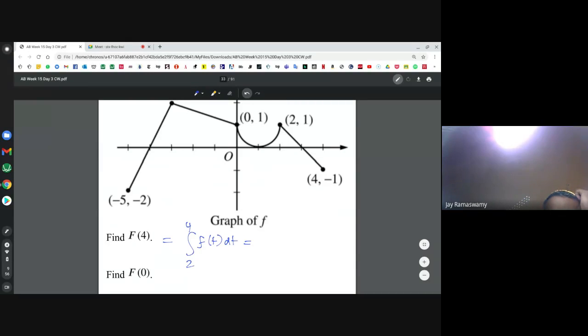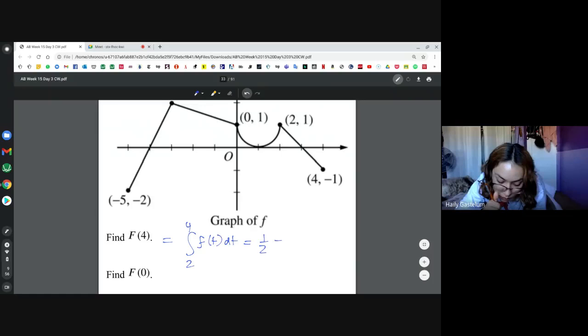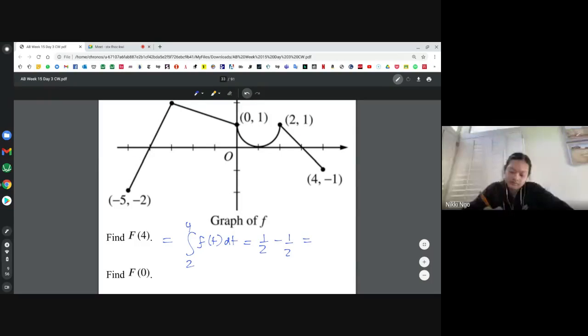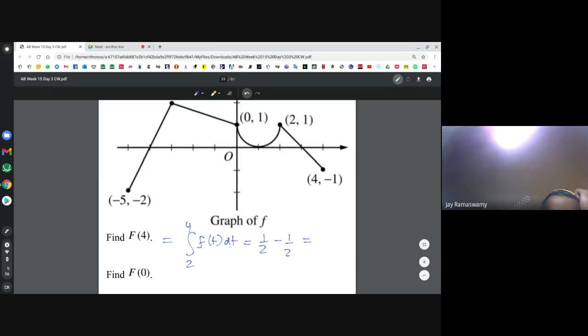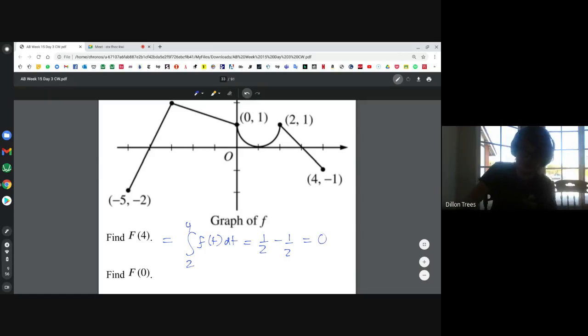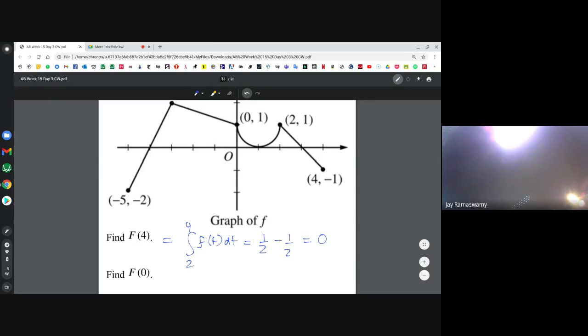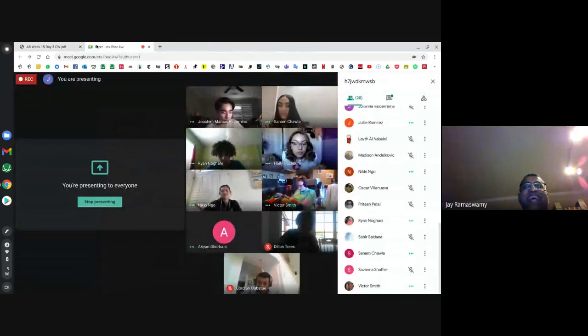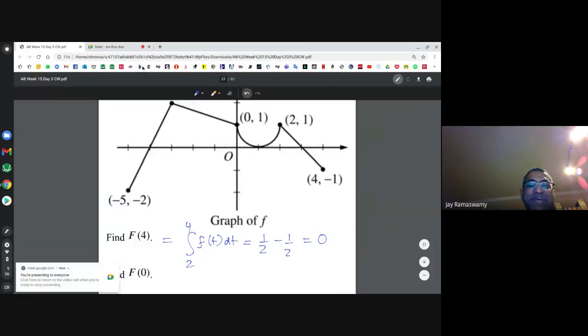What do we get? Don't take forever. 1/2. Why 1/2? 1/2, 1/2, 0. That's it, 1/2 minus 1/2. What are you doing? These are supposed to be 5-second problems. You write down the definite integral, scan your figure, and go left to right. They're supposed to be 5-second problems.